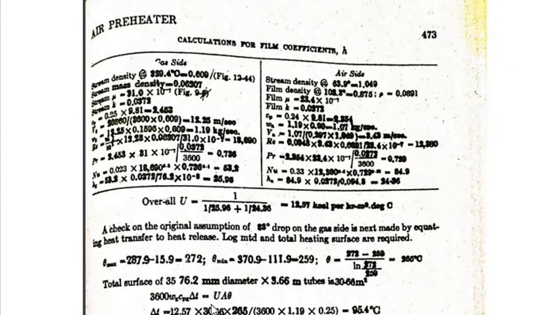So the following are the formula. 3,600 W sub G C sub G delta T is equal to U A theta. So deriving the formula, theta now is equal to, plugging in all the givens, 95.4 degrees Celsius.